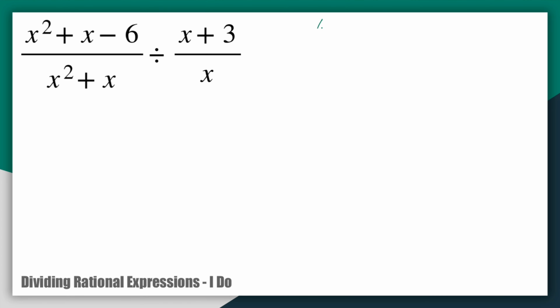So the first thing you should do is keep, change, flip, okay? So we should rewrite this. We're going to get x squared plus x minus 6 over x squared plus x, times x over x plus 3, because we keep, change, flip. And now look at this. It's not even a division problem anymore. It's just back to a multiplication. And so I think you guys can do this one. Why don't you pause it, give it a try, and then I'll go over it.